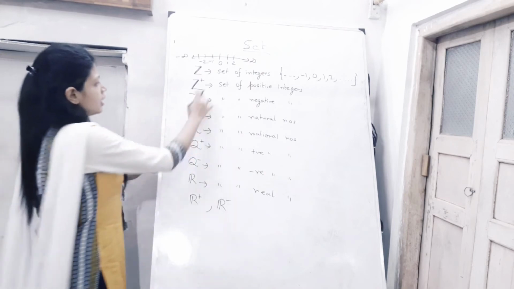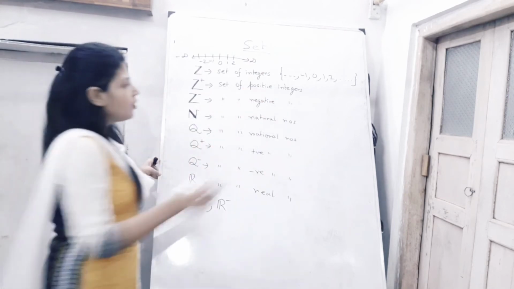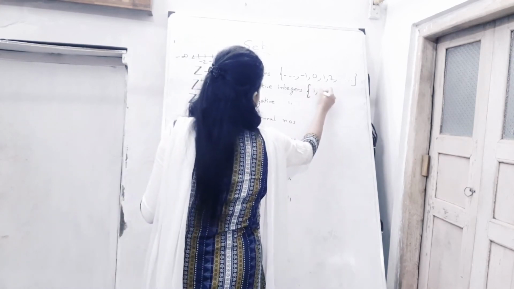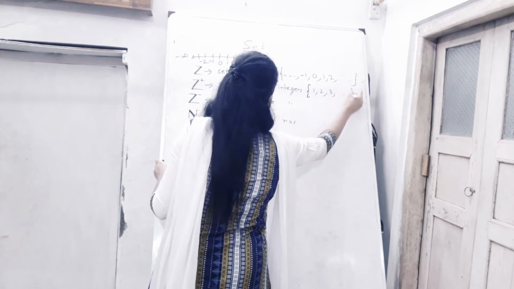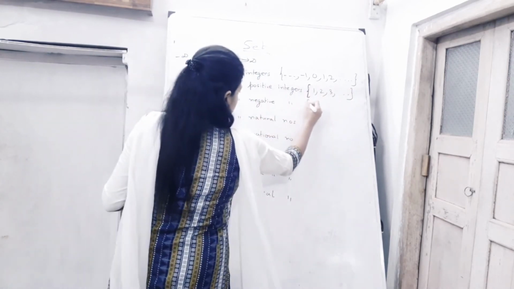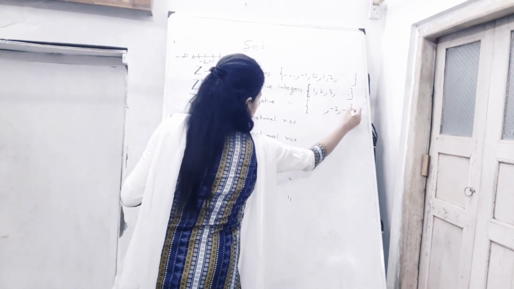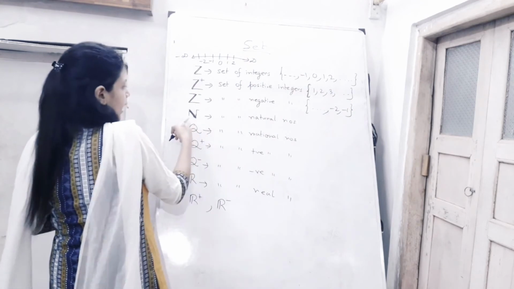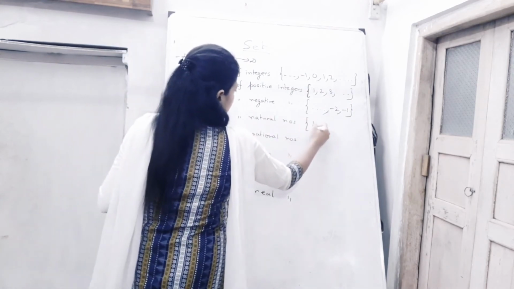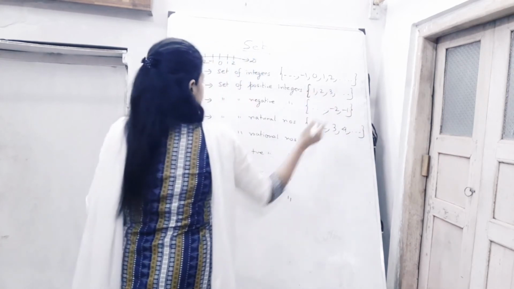Z plus means the set of positive integers. Now 0 is neither positive nor negative, so it will be 1, 2, 3, just like that. Next, Z minus is the set of negative integers, so minus 2, minus 1. Now next, N is the set of natural numbers, and natural numbers start from 1: 1, 2, 3, 4, this one.